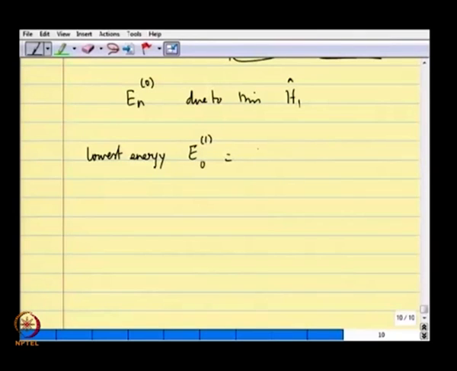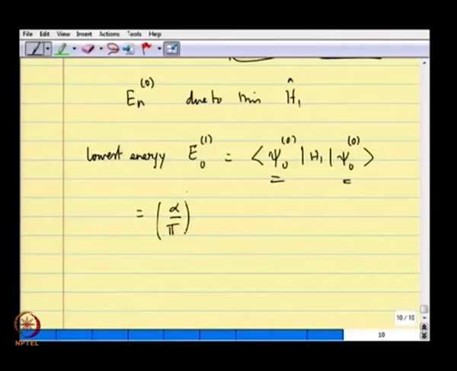It is given by psi 0 0, H1, psi 0 0, the eigenfunctions of the zeroth order Hamiltonian H0. In this case the integral is, you remember, alpha by pi to the 1 by 4, but we have the square. So it is alpha by pi to the 1 by 2, and the integral over the harmonic oscillator coordinates is all along the real axis, from minus infinity to plus infinity.